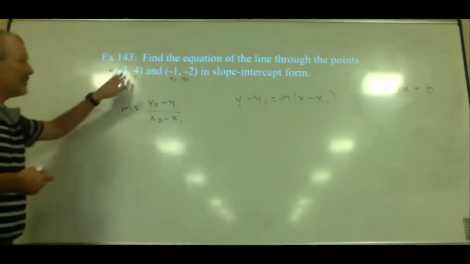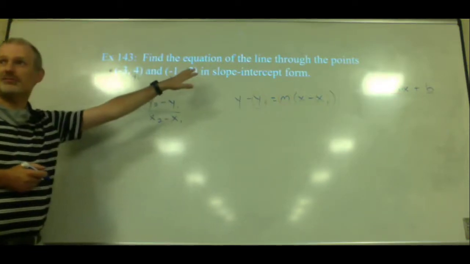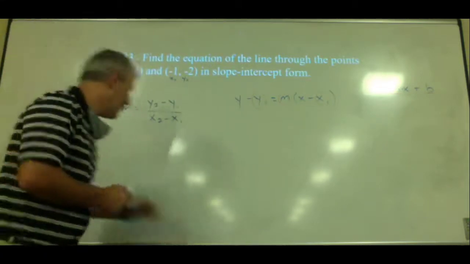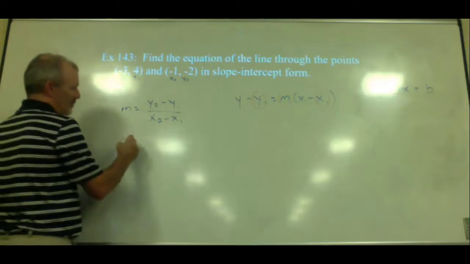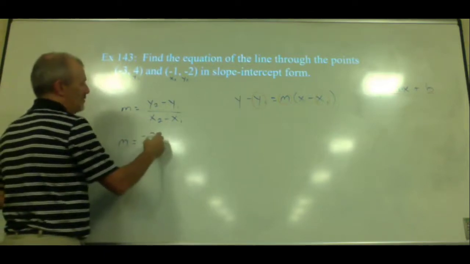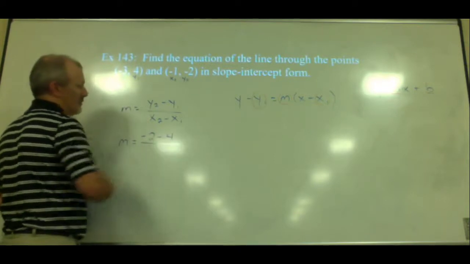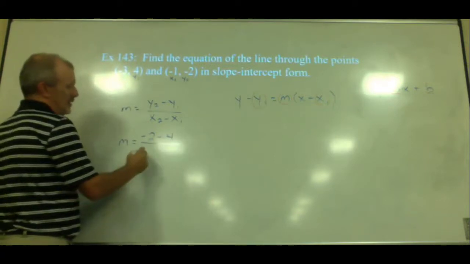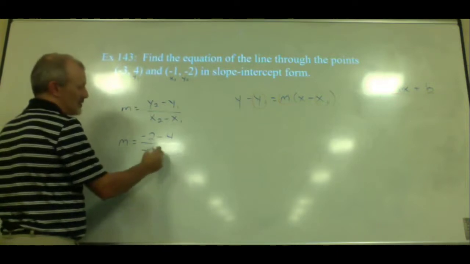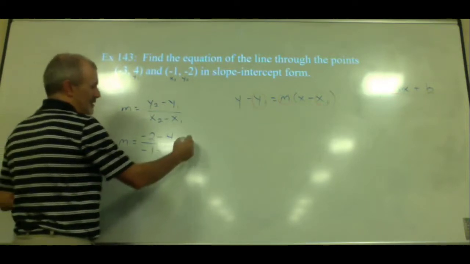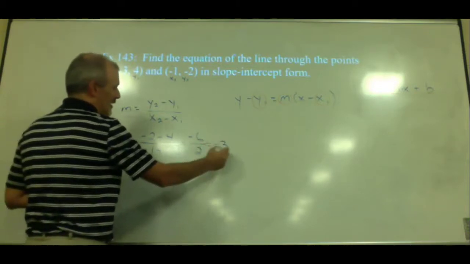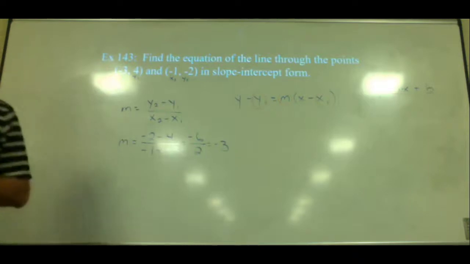So are we okay with leaving this as point 1 and this as point 2? We could switch them, but why worry about it? So m equals -2 minus 4. And on the bottom, -1 minus 3, which does turn into plus 3. So this is -6, and this is 2, which becomes -3. That's very convenient that our slope is not a fraction.